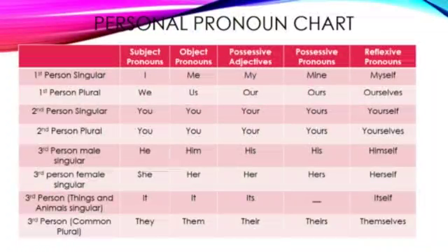And if I talk about third person plural, this is common for everything, for things, for animals as well as for persons. They is used as subjective case and them is used as objective case. And I have also mentioned the reflexive pronouns of each and every person. So I hope this is clear from this table what are subjective cases and what are objective cases. Now let's have a look at an example.